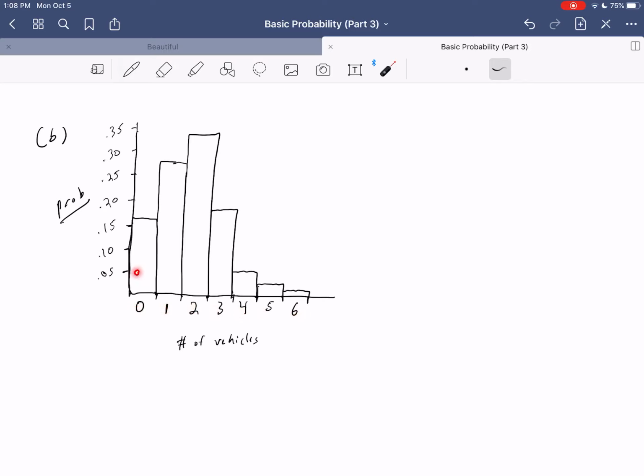Also keep in mind, notice that the bars are still touching, which is what makes this a histogram, not like a bar graph, which makes sense because remember, bar graphs are for categorical variables, histograms are for quantitative.